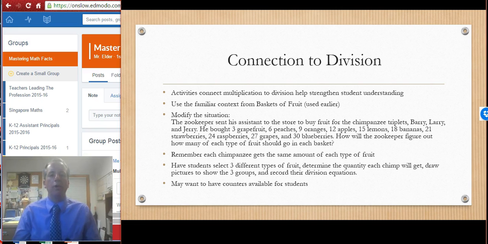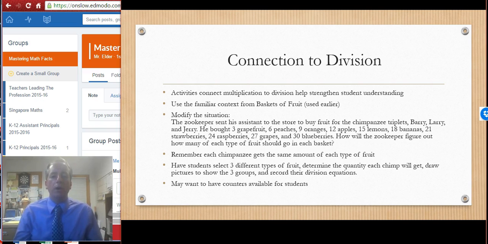So now, instead of giving them what goes in each basket, now let's say this is what he bought. So he bought 3 grapefruits, 6 peaches, 9 oranges, 12 apples, 15 lemons, 18 bananas, 21 strawberries, 24 raspberries, 27 grapes, 30 blueberries. That's a lot of information. So for some kids, you might narrow that down. For other kids, we're only going to ask them to look at 3 of these at a time anyway. But that might be a little overwhelming for some kids.